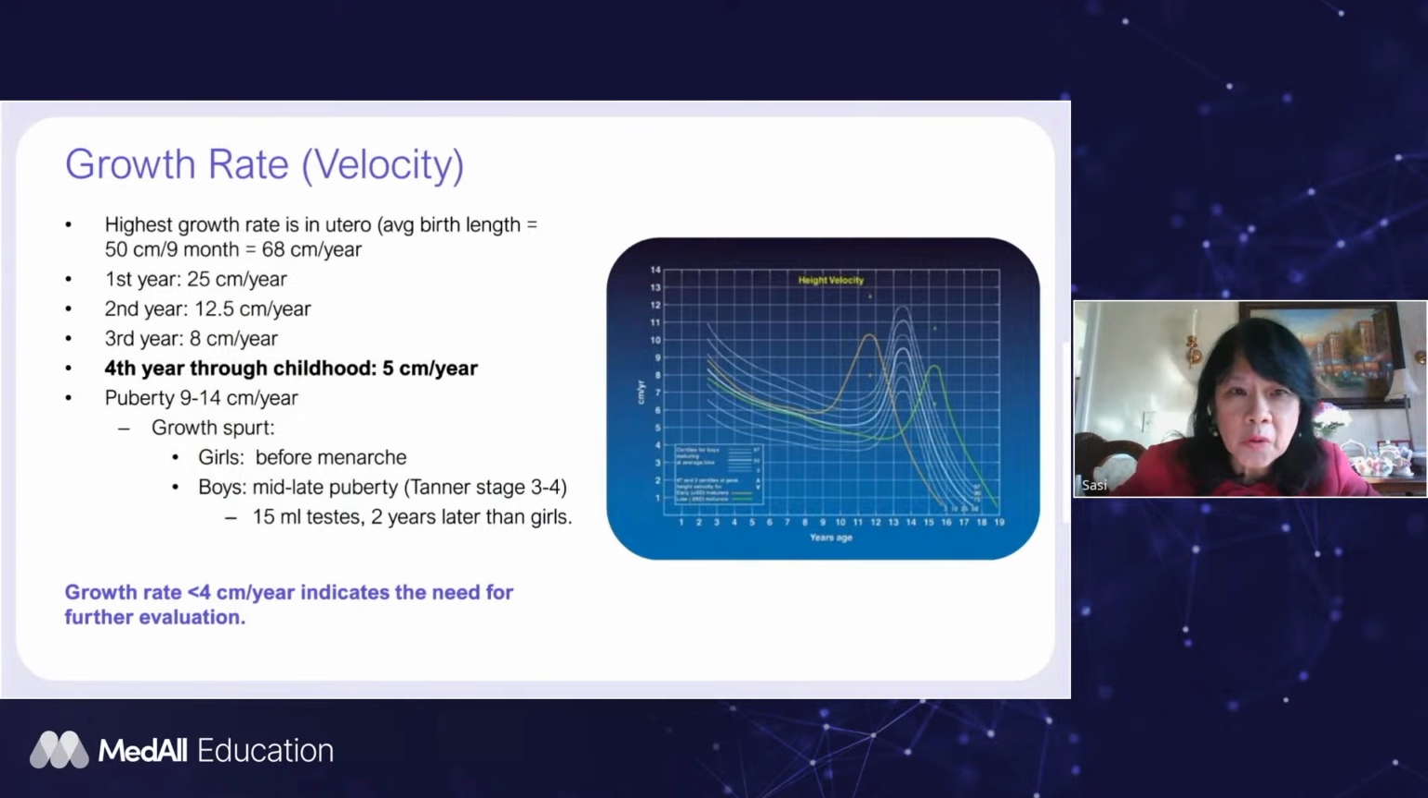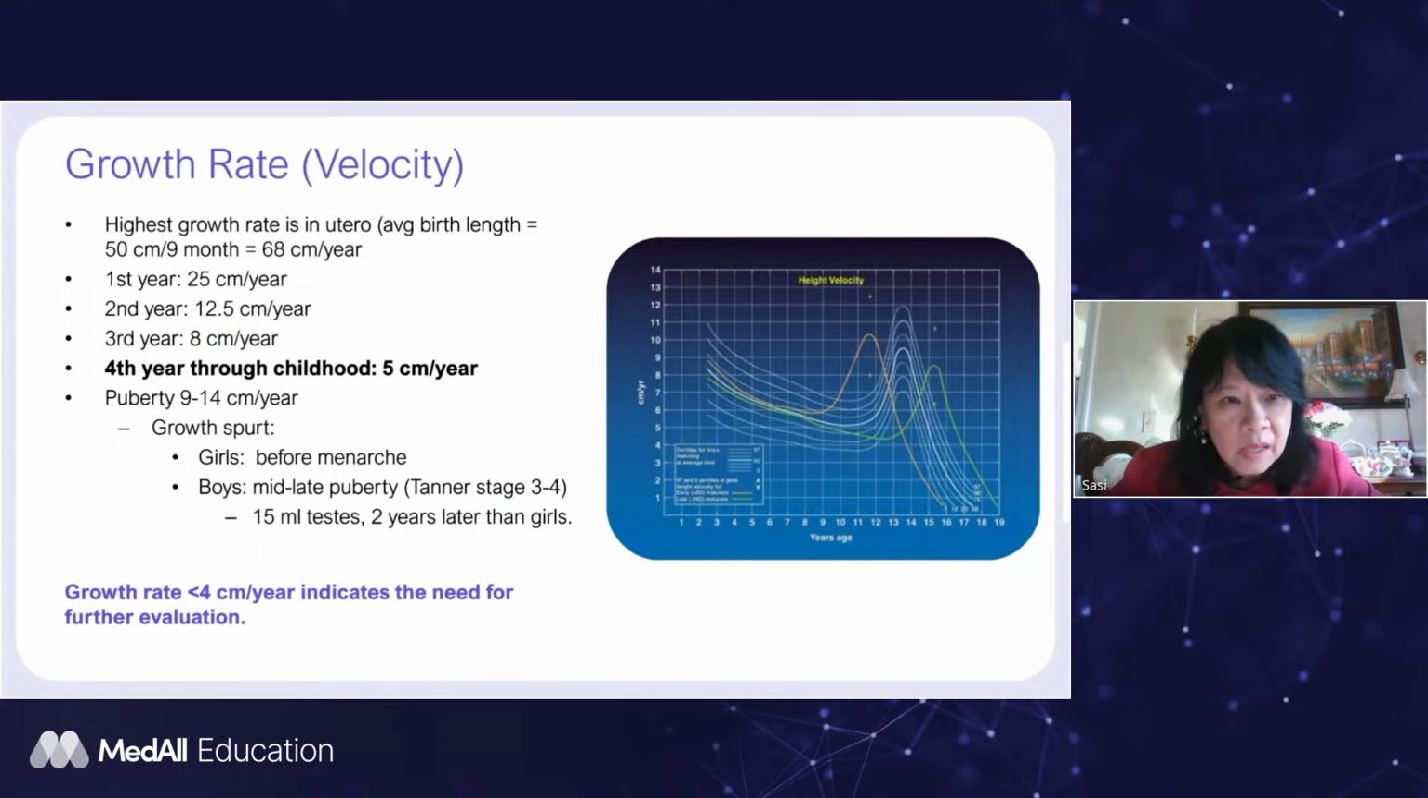In terms of growth rate, growth velocity, the highest growth rate is in utero, 50 centimeters in 9 months, which equals about 68 centimeters per year. That's very rapid growth that we see in the fetus. After birth, we also have rapid growth, about 25 centimeters per year. Then the growth rate slows down to about 12.5 centimeters per year in the 2nd year, and drops to 8 centimeters per year in the 3rd year.